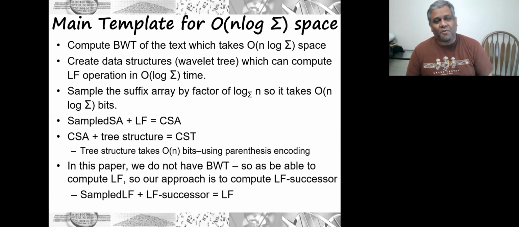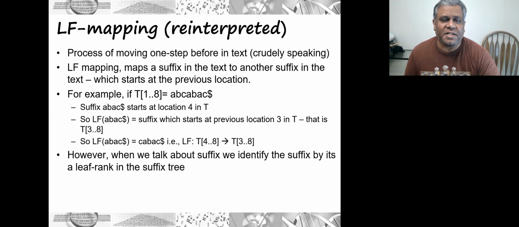In this paper, for our particular problem, the notion of Burrows-Wheeler transform is not that simple, and computing LF is again not that simple. So instead we are going to compute what we define as LF-Successor. Then, along with a sampled LF array, we use LF-Successor to compute what the LF is. And then with LF and a sampled suffix array, we can compute the suffix array. And once we have the suffix array, we can do pattern matching. So that's the main template.